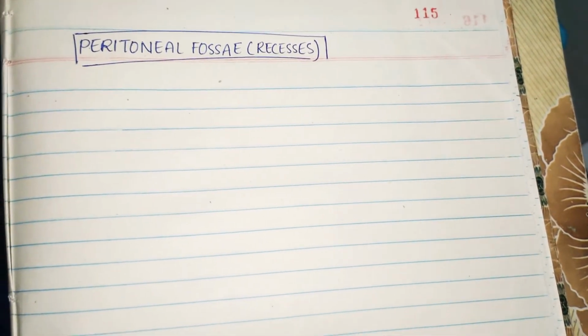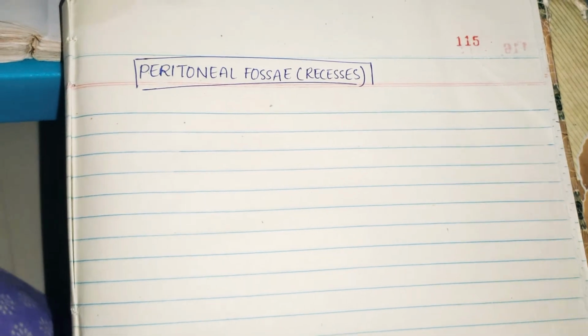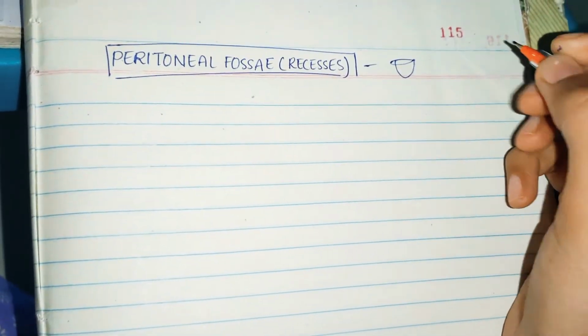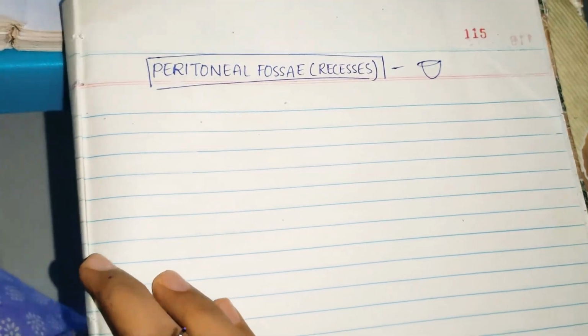In this video we are going to discuss the peritoneal fossa or recess. So what is a peritoneal fossa or recess? Actually, they are small pocket-like structures. These are present in different regions of our body. So let us see where they are present in the abdomen region.